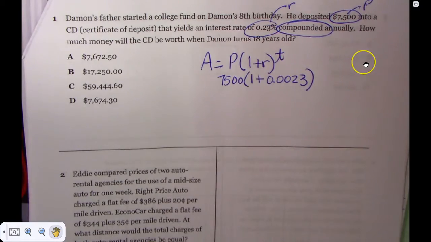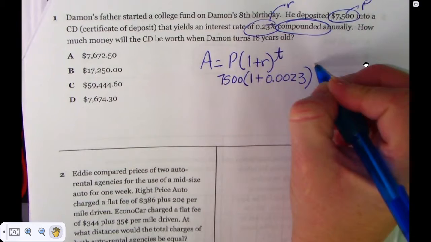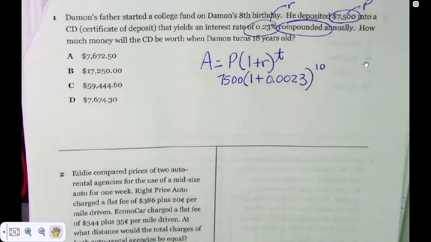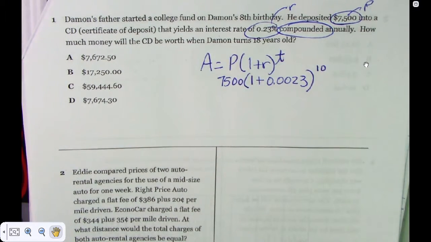Okay, so now to what power is it going to be? How many years? Where'd you guys get 10 from? 8th birthday, and now he's 18. 10 years. And so then all we have to do is put it in the calculator. Go.